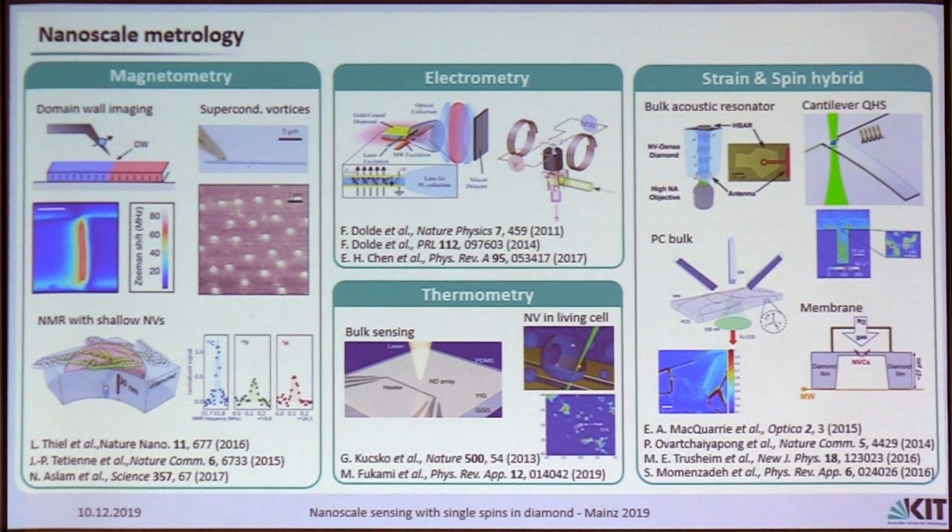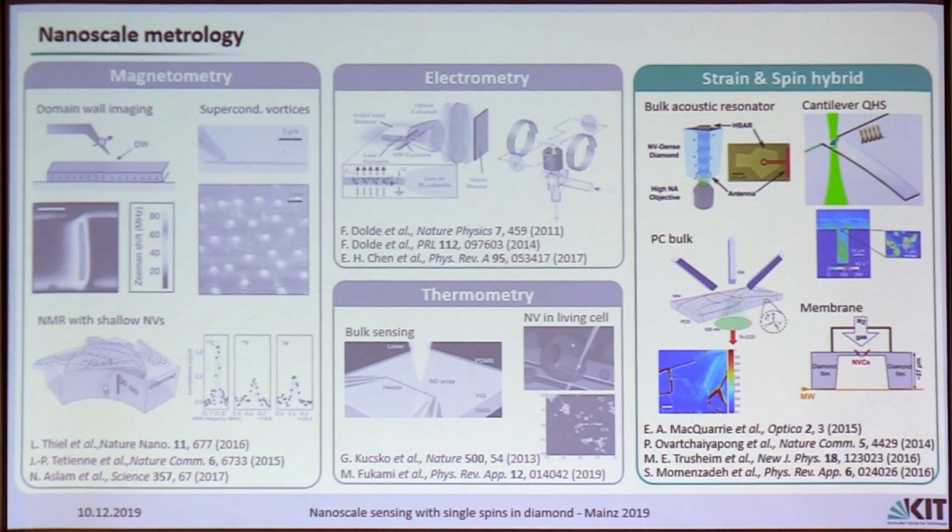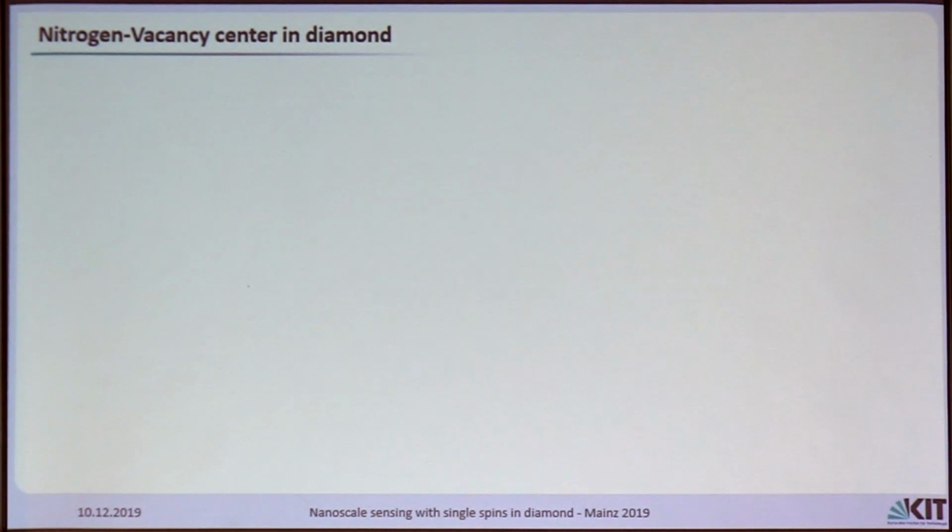And then, last but not least, strain sensing and spin hybrid systems. There are different kinds of geometries which allow you to sense very sensitively and locally the strain. And this will be the focus today, so basically strain sensing.